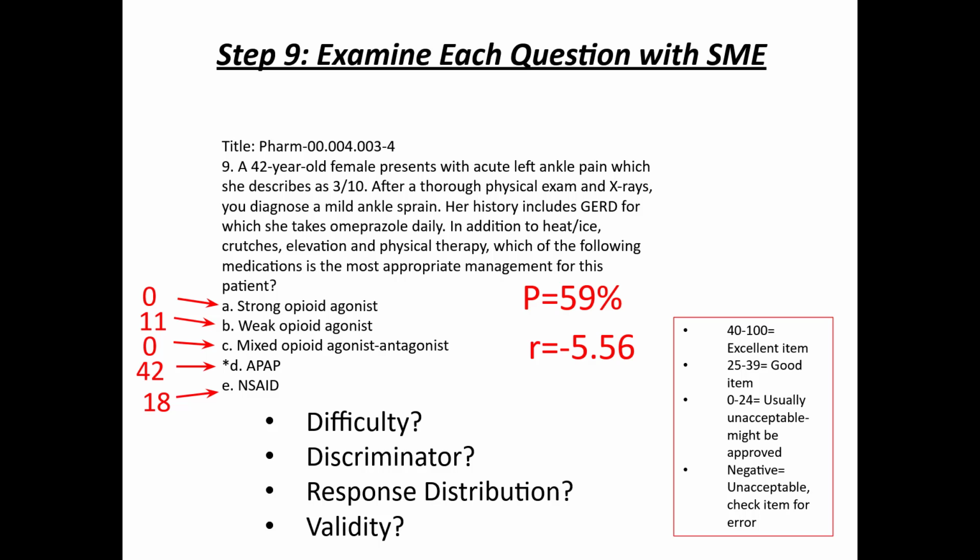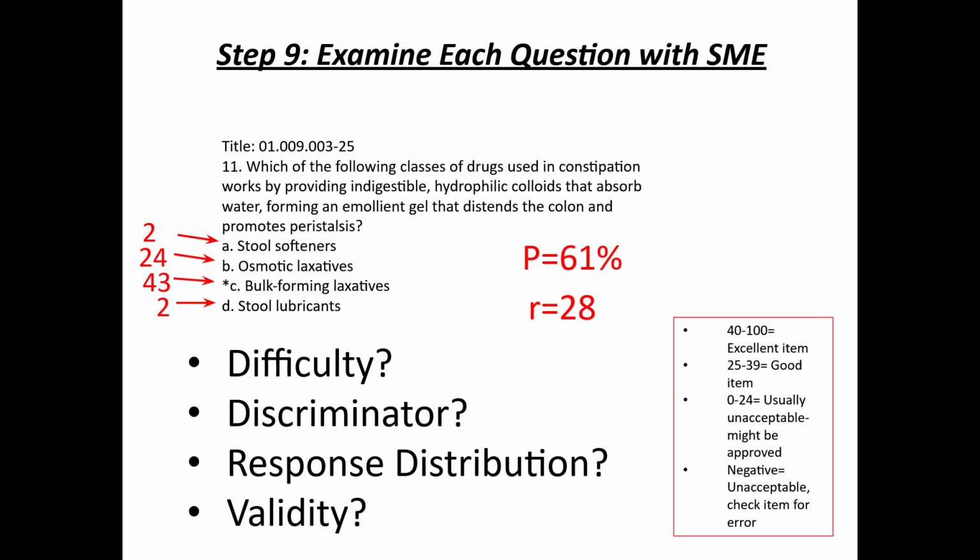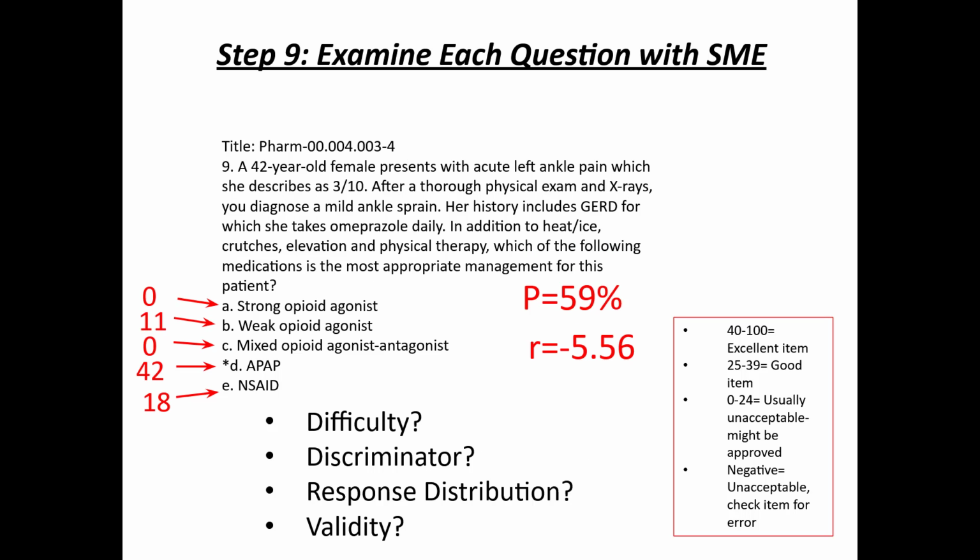Here's another one. A 42-year-old female presents with left ankle pain, which she describes as 3 out of 10. After a thorough physical exam and x-rays, you diagnose a mild ankle sprain. Her history includes GERD, for which she takes omeprazole, in addition to heat, ice, crutches, elevation, and physical therapy. Which of the following meds is the most appropriate management for this patient?